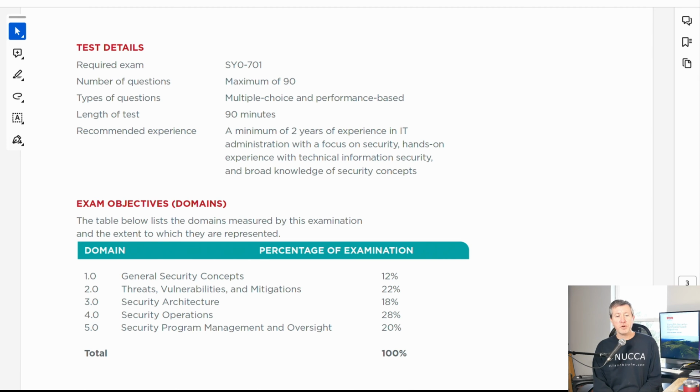Domain 3.0 is security architecture at 18%. Domain 4.0 is security operations. This is a whopping 28% of your exam. And then the last one, that's certainly not least, domain 5.0, security program management and oversight.